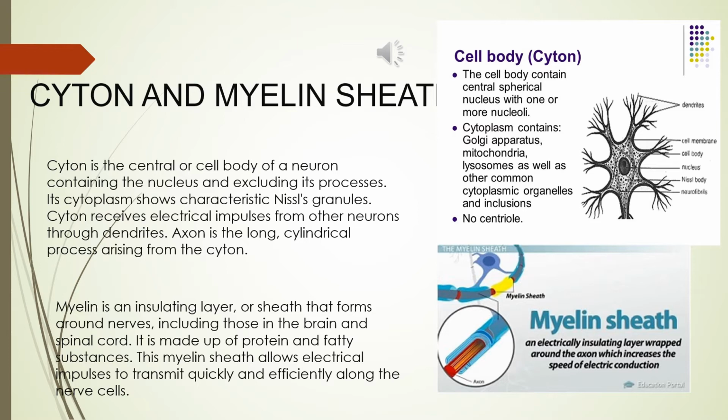See the diagram beside it. A portion of myelin sheath has been shown in the circular inset. An electrically insulating layer wrapped around the axon, which increases the speed of electric conduction. So, myelin sheath is actually the wrapping paper of the axon.